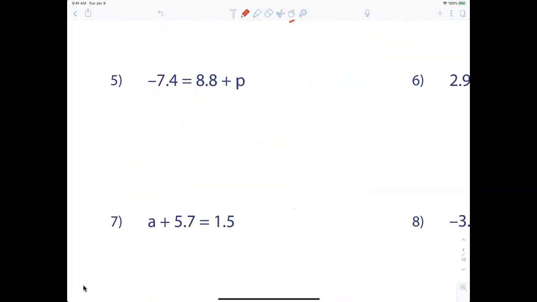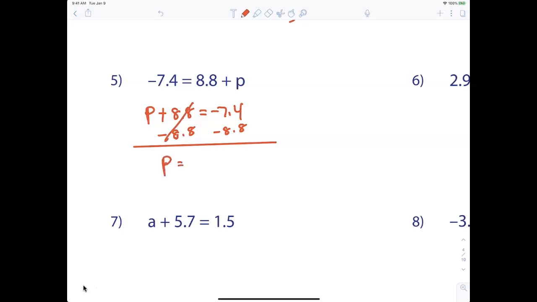A lot of times I like to rewrite this as P plus 8.8 equals negative 7.4, because I think it's easier to see that way. So we subtract 8.8 from both sides, and notice these cancel, and now P is equal to. They're both negative, don't forget, so you have to add them. 8 plus 4 is 12, carry the 1, 15, 16. So P is actually equal to negative 16.2. Hopefully you're okay with that.